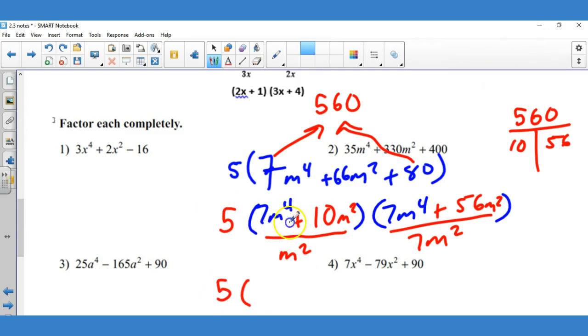Right here, 7m to the 4th divided by m squared is 7m squared. 10m squared divided by m squared is going to be 10. Right here, 7m to the 4th divided by 7m squared is going to be m squared. And 56m squared divided by 7m squared is going to be 8. So here is the solution to number 2.